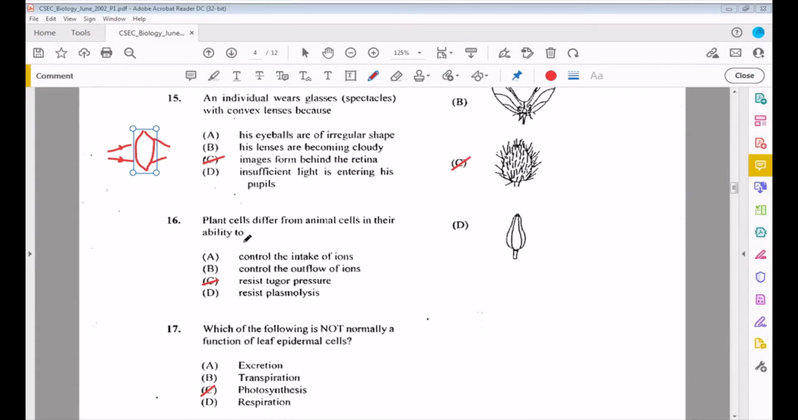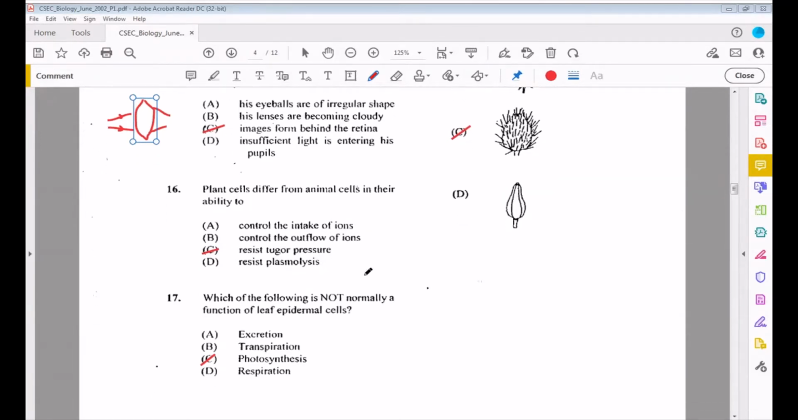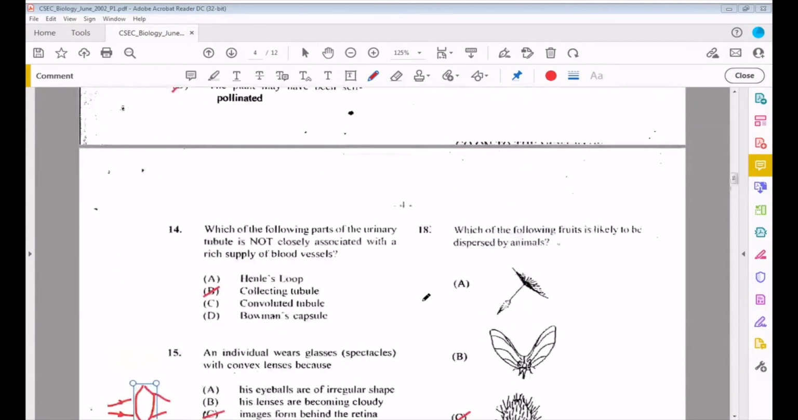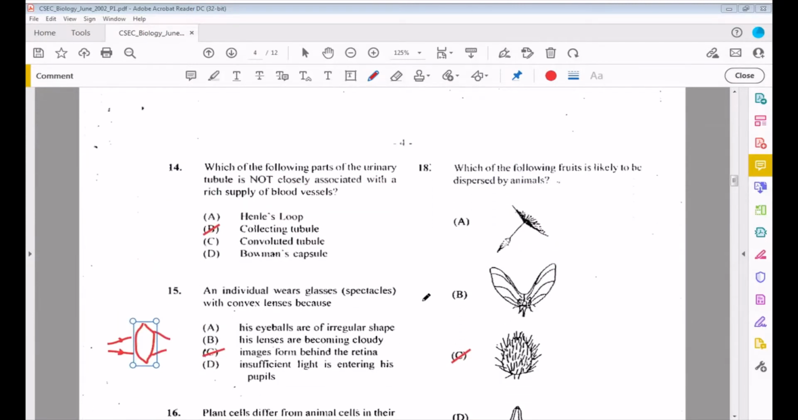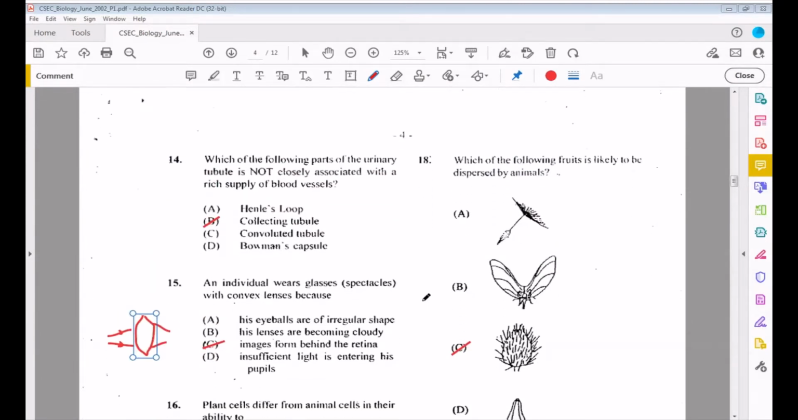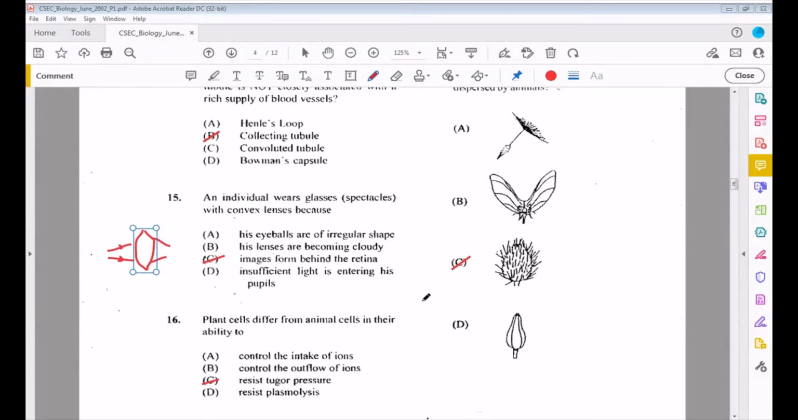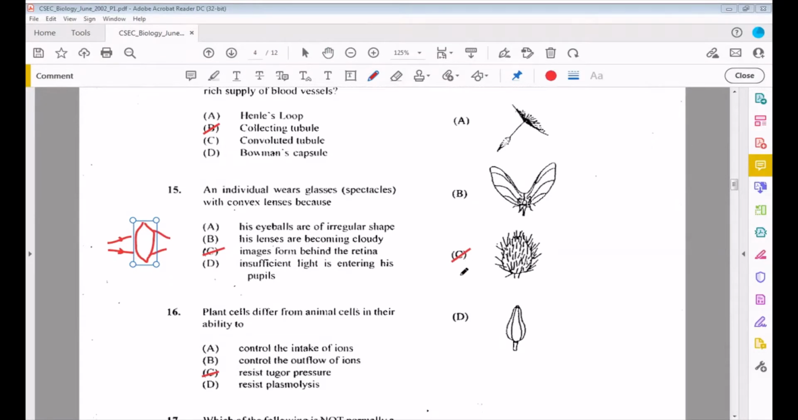16. Plant cells differ from animal cells in their ability to C, resist sugar pressure due to the help of the cell walls. 17. Which of the following is not normally a function of leaf epidermal cells? C. Photosynthesis. 18. Which of the following fruits is likely to be dispersed by animals? So you look at the pictures and you would know that C would be the answer.